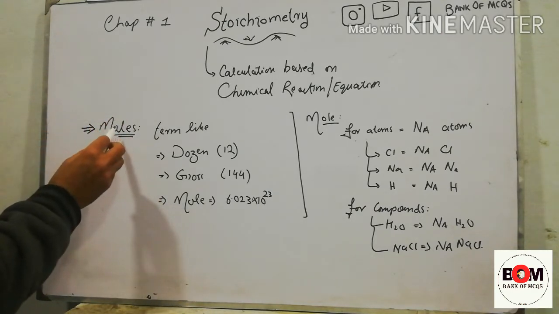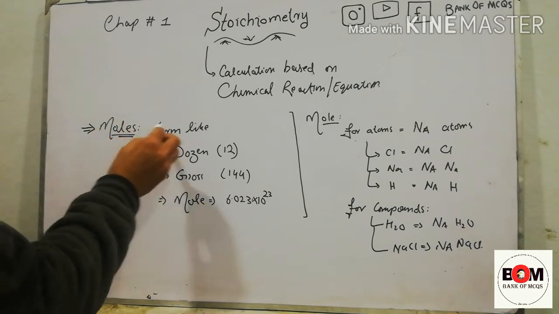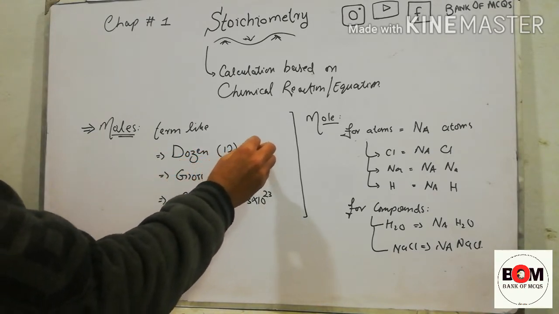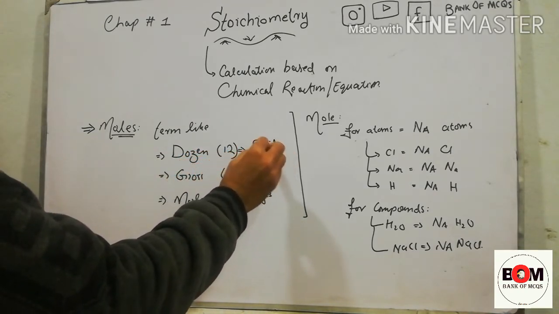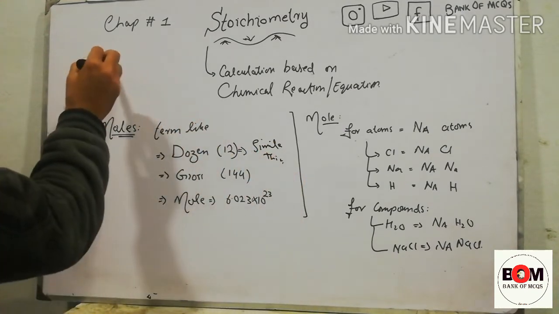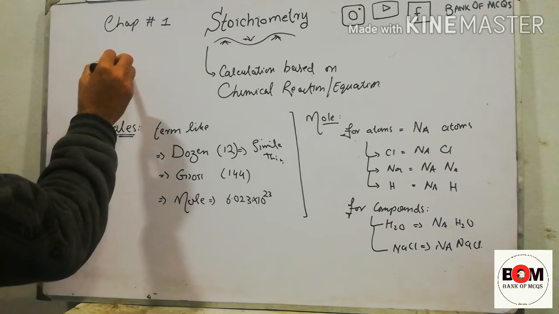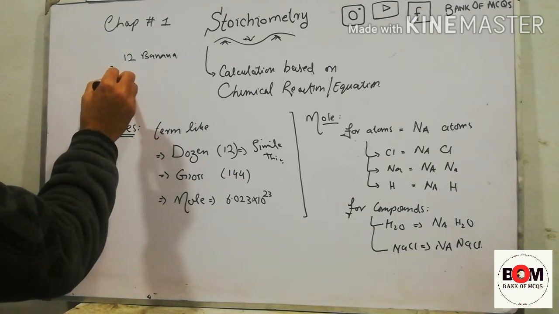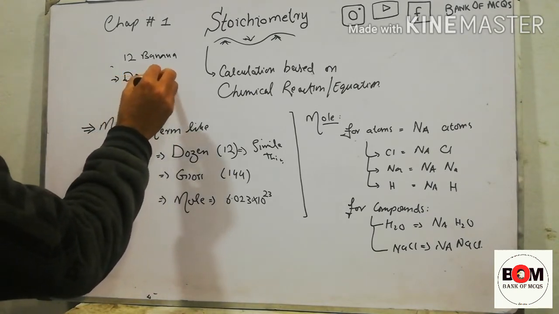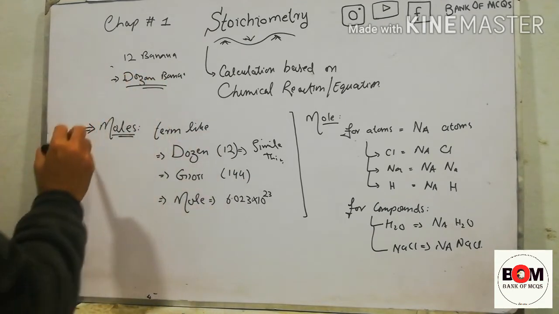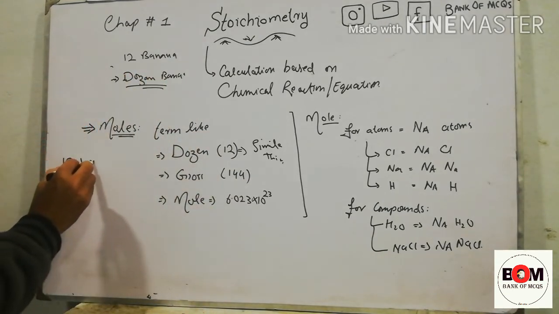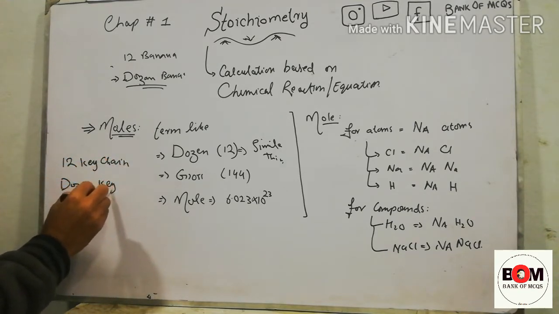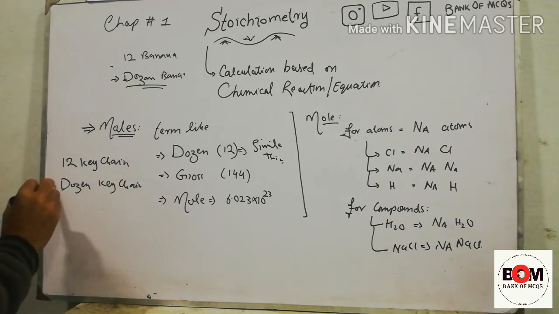Mole is just like a term like dozen. In normal life, we know that dozen is used for 12 similar things. For example, if we have 12 bananas, we say we have 1 dozen bananas. If we have 12 keychains, we call it a dozen keychains instead of 12 keychains.